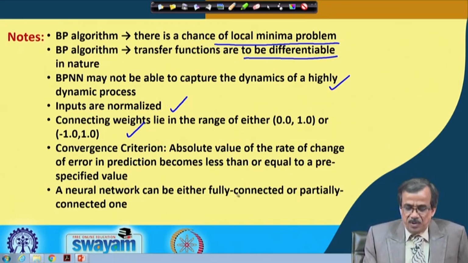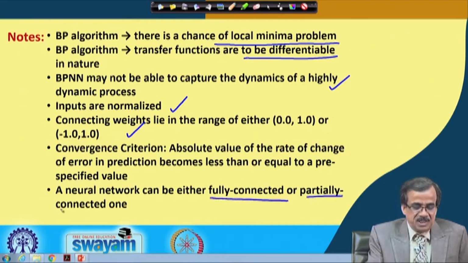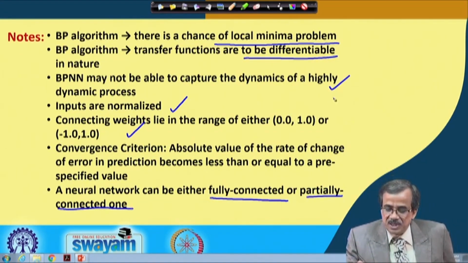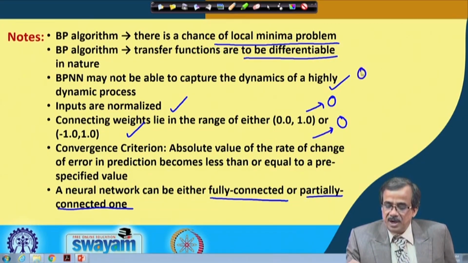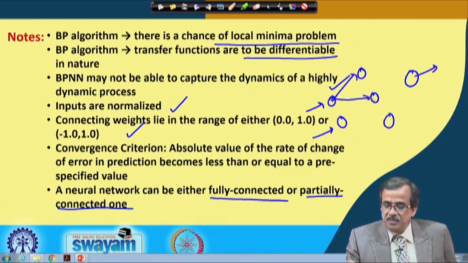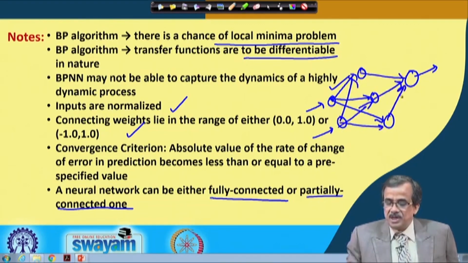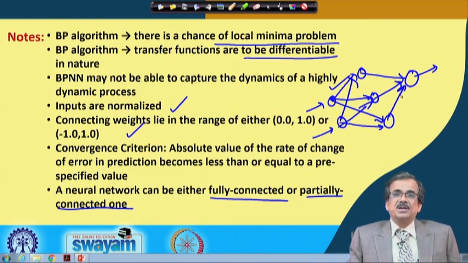Now, a neural network could be either a fully connected network or it could be a partially connected network. Now, very quickly let me take a very simple example. So, if I have one network having this type of structure. So, it is 2 input neurons, 3 hidden neurons and 1 output neuron, and if the connectivity is something like this, all the neurons are connected. So, this type of network is known as the fully connected network.